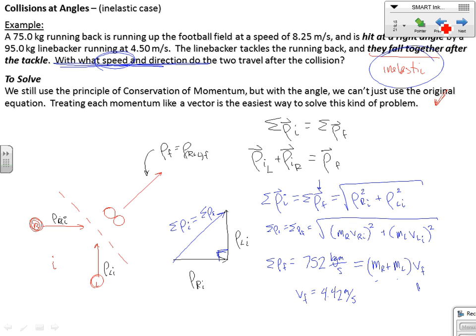Now, in what direction? Well, the direction of momentum and the direction of velocity are always the exact same thing, right? If the momentum is this way, that means it's because the velocity is this way. So we can find that angle. I would say that theta is the inverse tangent of, in this case, linebacker initial over running back initial. That's an R, not a 2. So again, you've got to use their full momenta. So that is the inverse tangent of, in parentheses, linebacker 95 times 4.5 divided by running back 75 times 8.25.